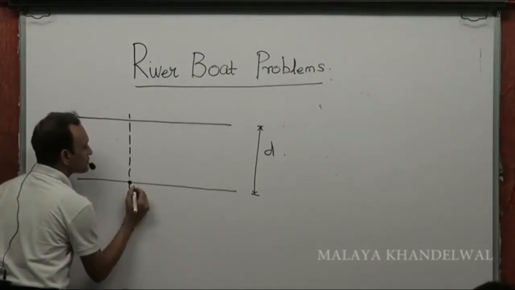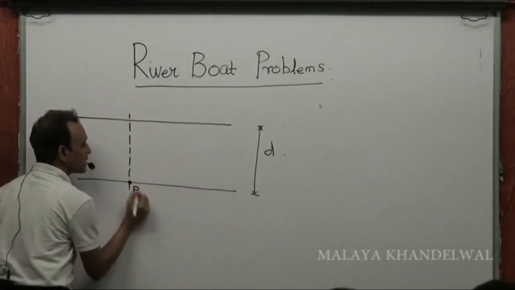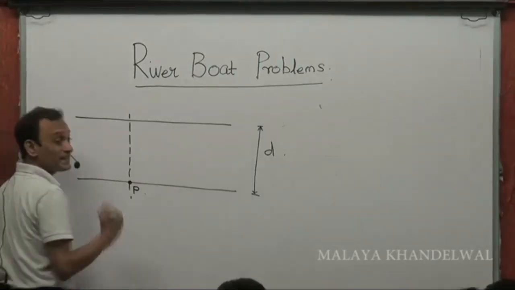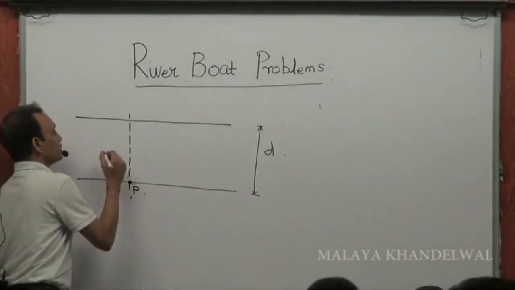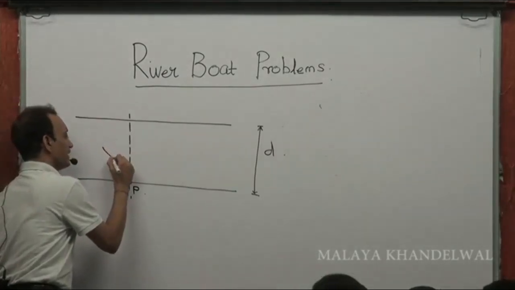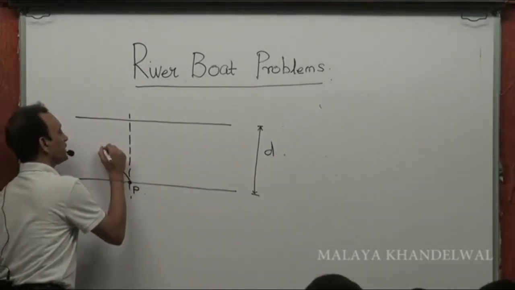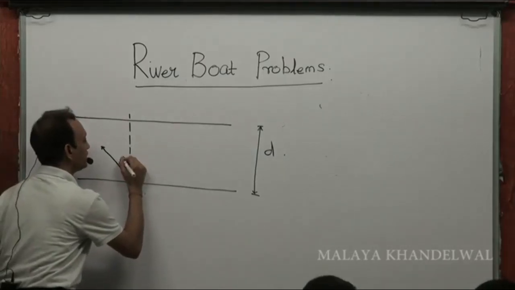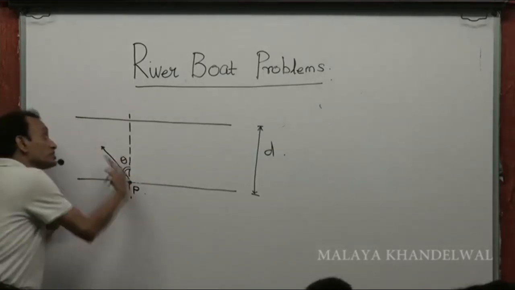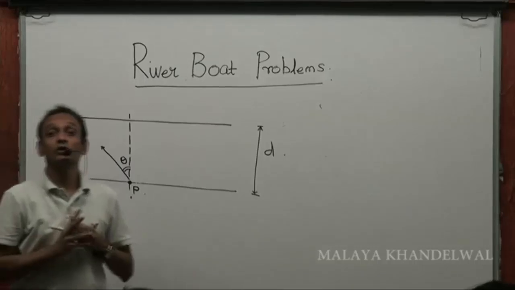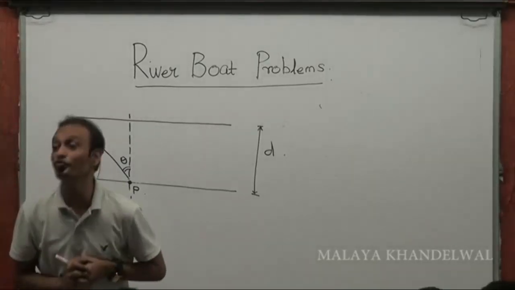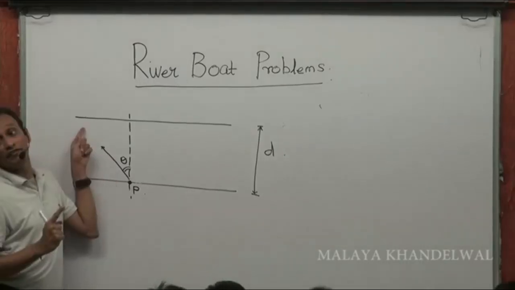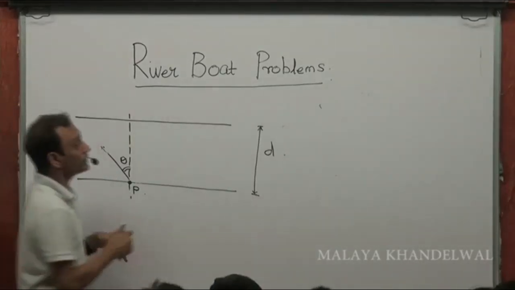A boat starts from this point P. One attempts to steer the boat at an angle theta in this direction. Then this direction will measure the direction of the relative velocity of the boat with respect to the river.